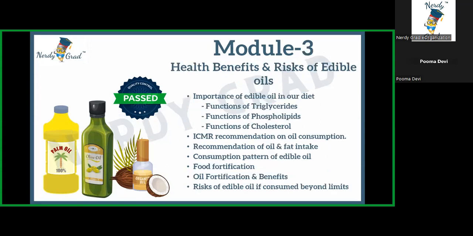Then we go to module 3. The topic is health benefits and risks of edible oils. The contents included are importance of edible oil in our diet. This includes 3 subtopics: functions of triglycerides, functions of phospholipids, functions of cholesterol. And then, ICMR recommendation on oil consumption, recommendation of oil and fat intake, consumption pattern of edible oil, food fortification, oil fortification and benefits, risks of edible oil if consumed beyond limits.